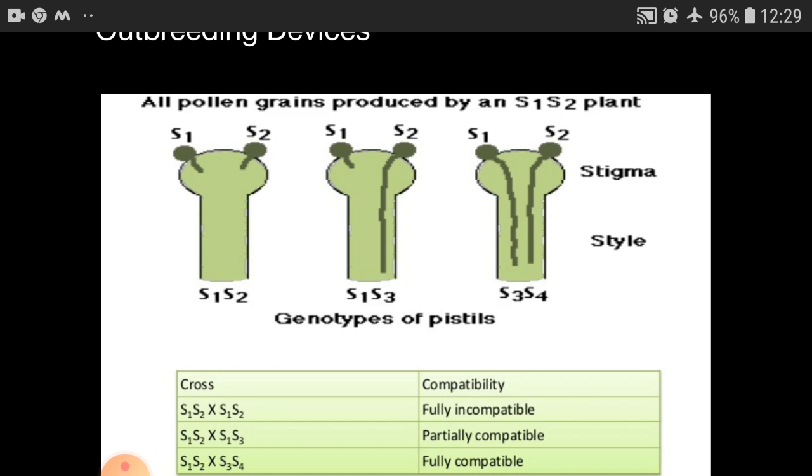So normally the functional pollens belonging to the right mating type will germinate on the stigma. They will develop a pollen tube and they will bring about fertilization. But if the pollen grains belonging to other mating types are falling on this stigma, what will happen? They will be discarded. They will not germinate.